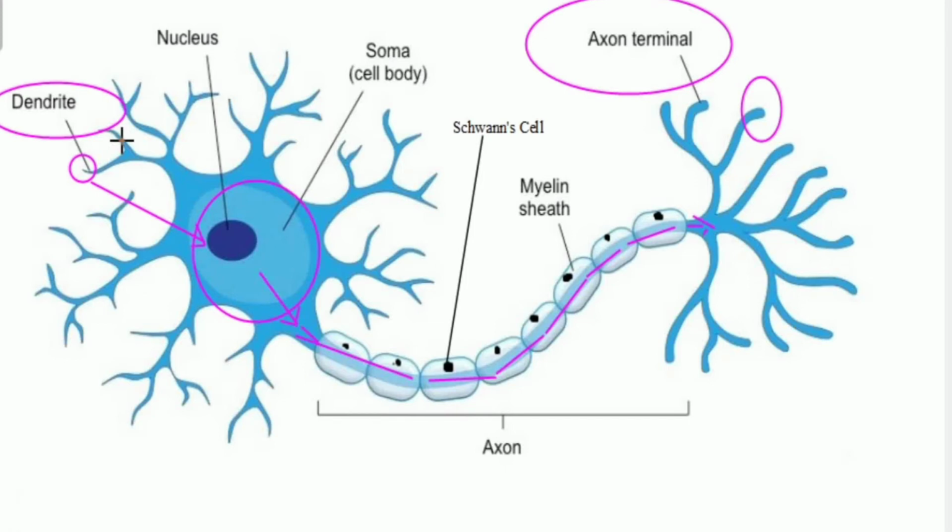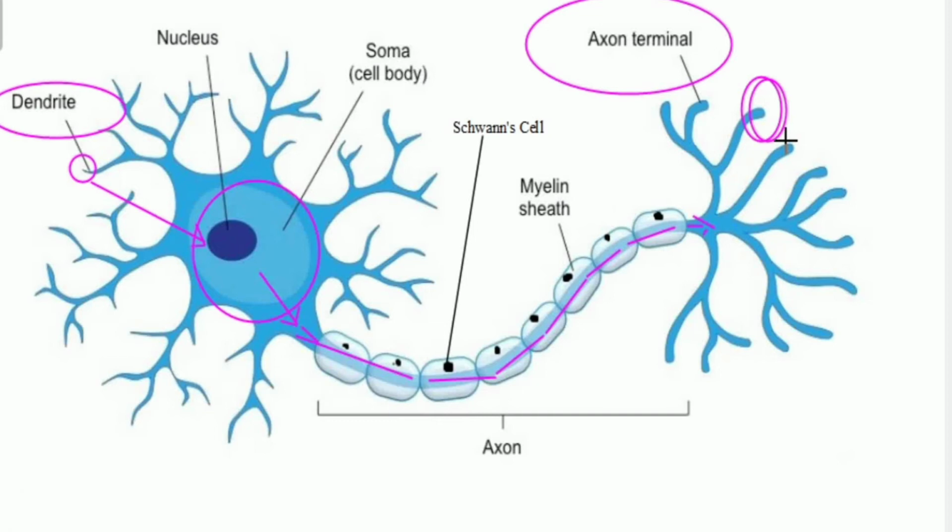If there were no gap, what would the scenario be? The electrochemical impulse would be directly transferred. But at the end of the axon terminal, where the next neuron starts, there is a gap, and this gap is called the synapse. Because of that, the electrochemical impulse at the nerve ending gets converted into a chemical, and that chemical gets released.